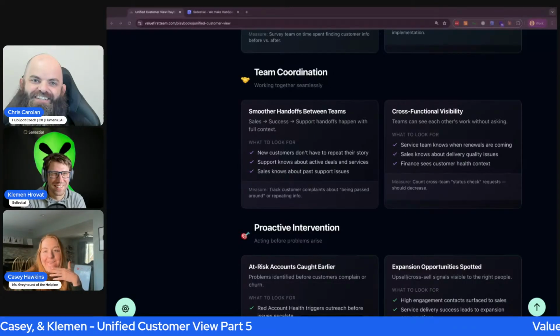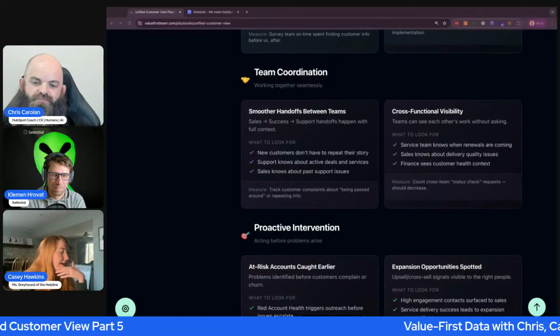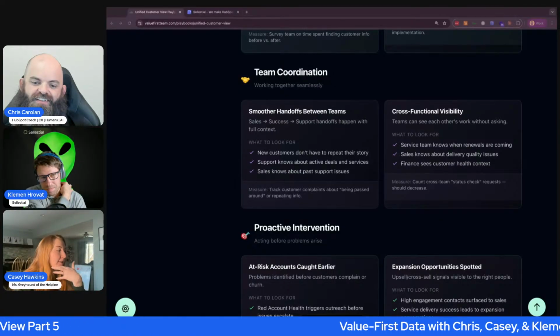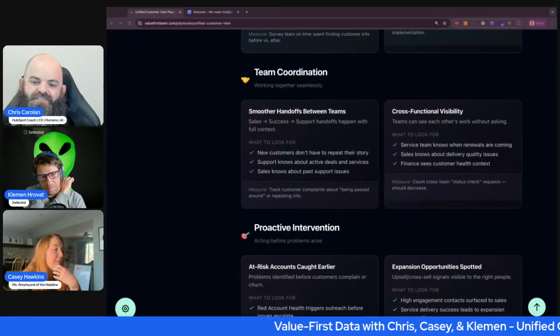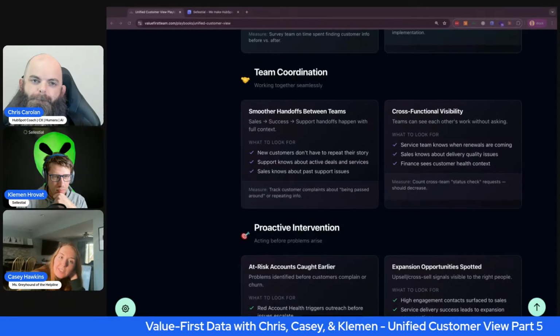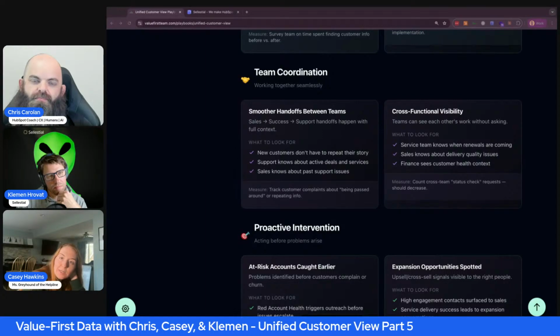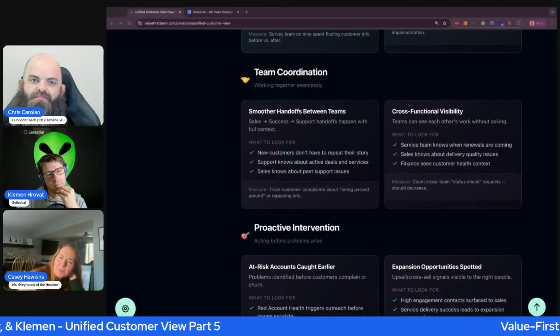This is it. Yeah. I was just working with a client on the last one, actually. Sales knows about past support issues. They were working on getting more visibility into where the support tickets live from the sales team's perspective, I guess.